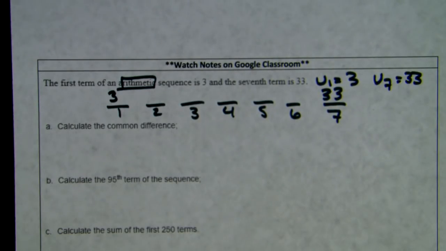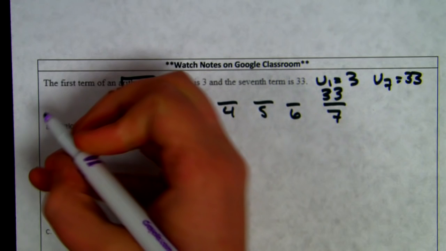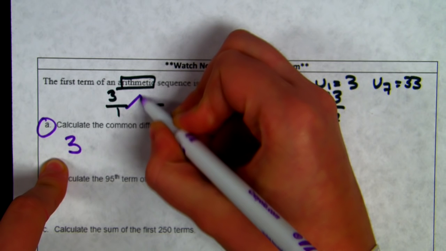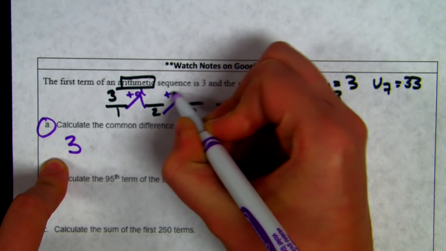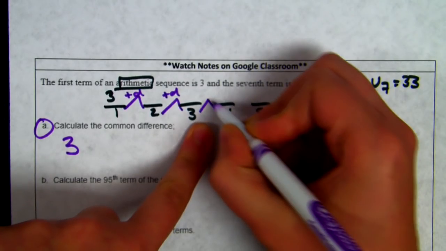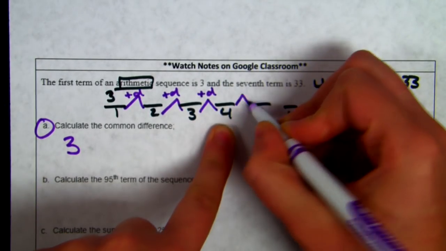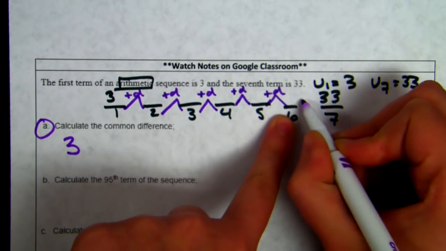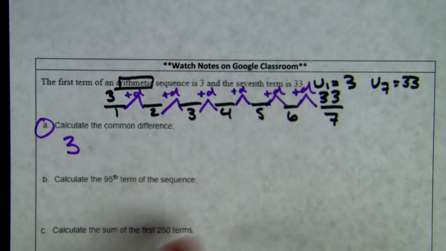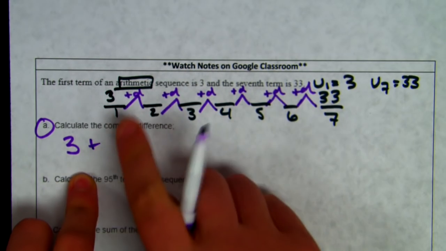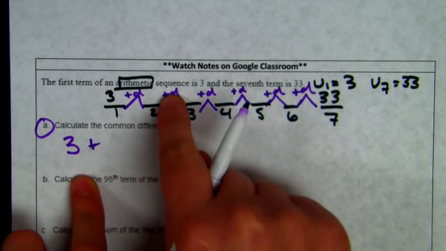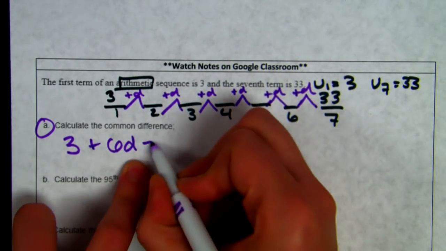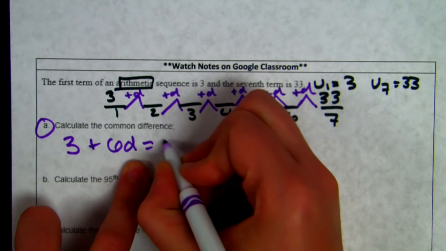So if I'm trying to calculate the common difference, I know I start with 3, and I know that from here to here, I would add my common difference. From here to here, I would add my common difference. From term 3 to term 4, I add my common difference. From term 4 to term 5, from 5 to 6, and from 6 to 7, I add my common difference. So if I start at 3, I have to add my common difference 1, 2, 3, 4, 5, 6 times. So 6 times my common difference to get to my seventh term, which is going to be 33.